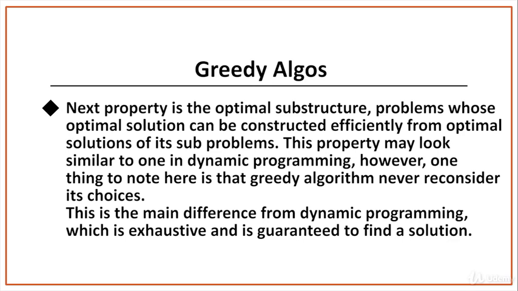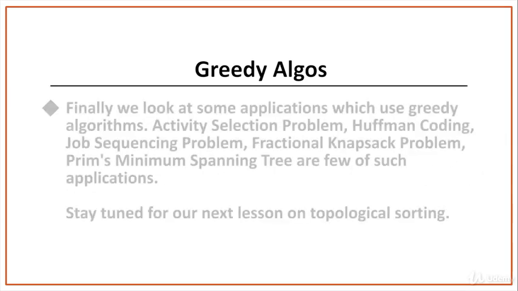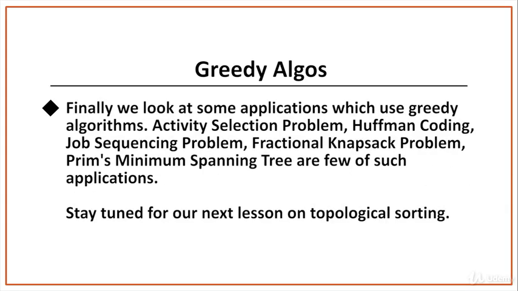This property may look similar to the one in dynamic programming. However, one thing to note here is that the greedy algorithm never reconsiders its choices. That is the main difference from dynamic programming, which is exhaustive and is guaranteed to find a solution. Finally, we look at some applications which use greedy algorithms. Activity selection problem, Huffman coding, job sequencing problem, fractional knapsack problem, and Prim's minimum spanning tree are a few of such applications.